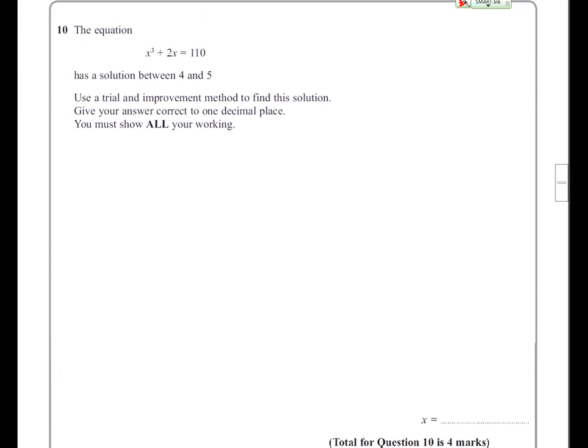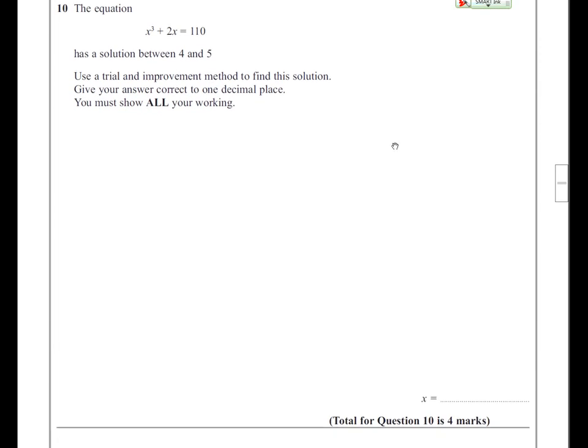Question 10. Oh, I like these questions. You get a horrible looking equation and you have to solve it. Now, you don't have to solve it with traditional algebra, you'll be glad to know. You have to solve it by guessing. Trial and improvement, which means guessing, basically. You guess an answer, you try and make it better. Give your answer correct to 1 decimal place.